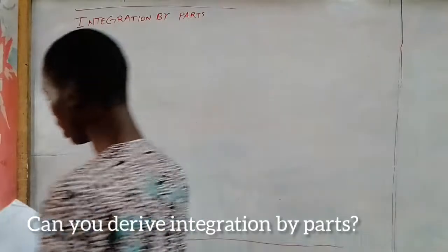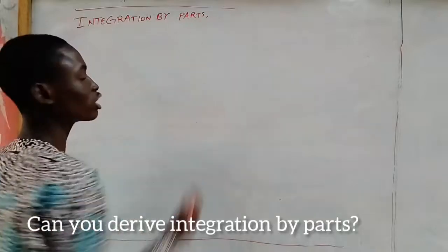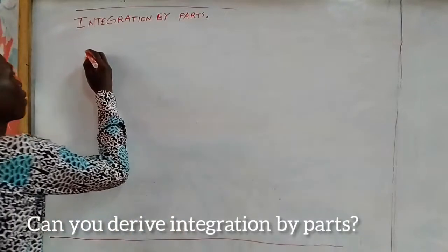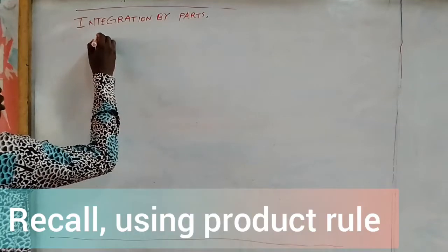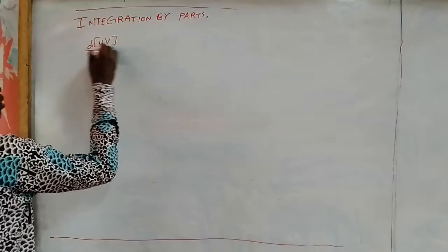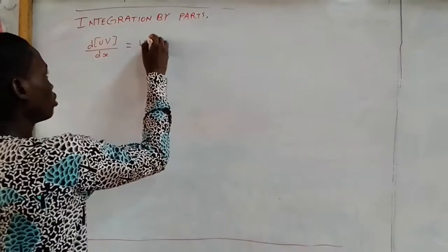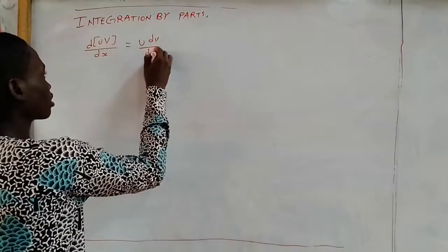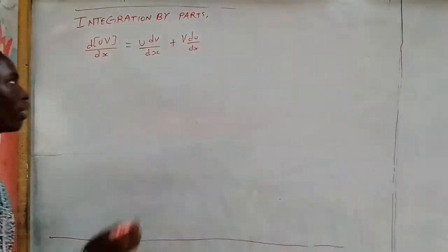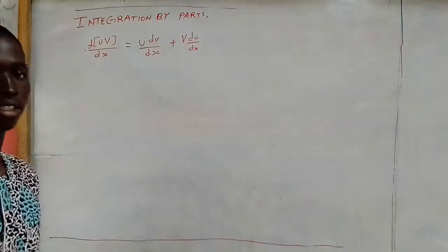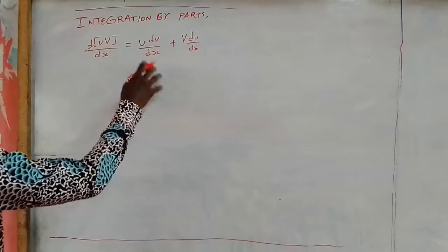Now let's look at our product rule. Integration by parts is gotten from the product rule. Let me show you now. We have d(uv)/ds is equal to u dv/ds plus v du/ds. Remember, this is the product rule, is that not? You can recall, mind you, this is the product rule.